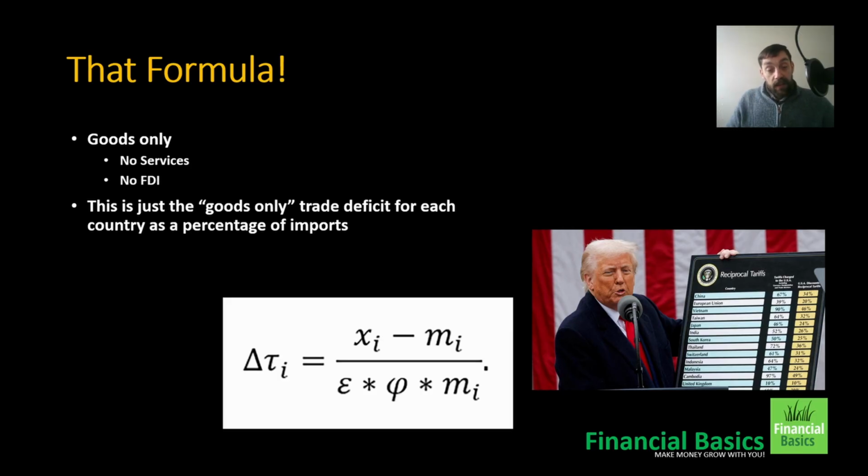So if the other country that America is trading with is making enormous investments into the United States, or the other way around, then that wasn't taken into consideration. So really, what this formula is, is a goods-only trade deficit for each country as a percentage of imports.